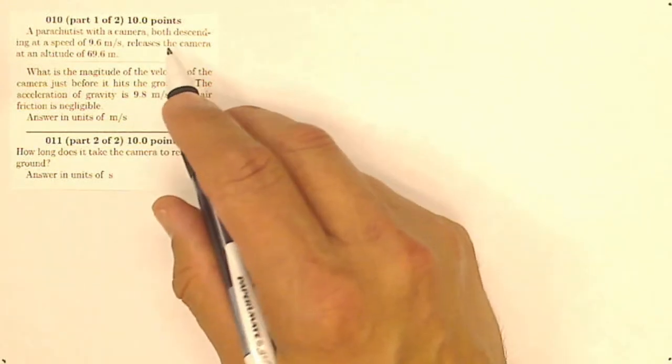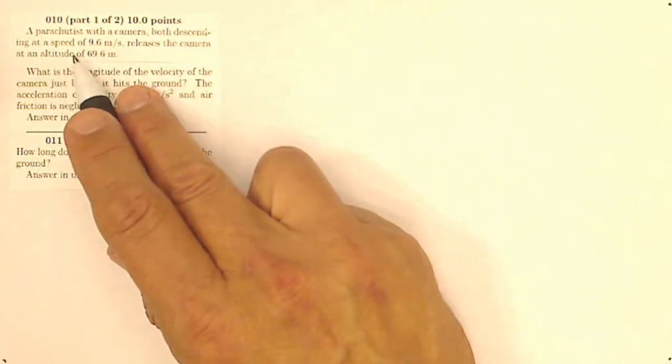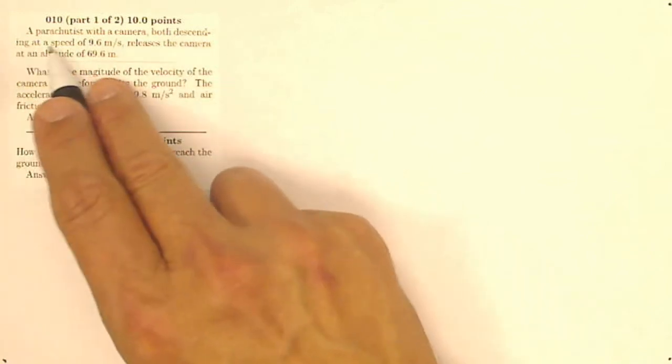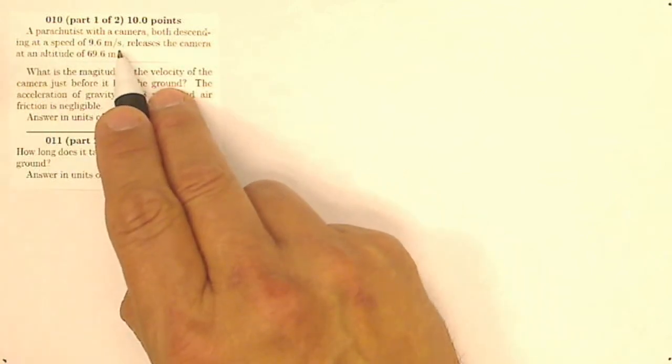This is AP Physics Homework 2.4, Free Fall, questions number 10 and 11. It's parts 1 and 2. It states, a parachutist with a camera, both descending at a speed of 9.6 meters per second. Let me stop right there.